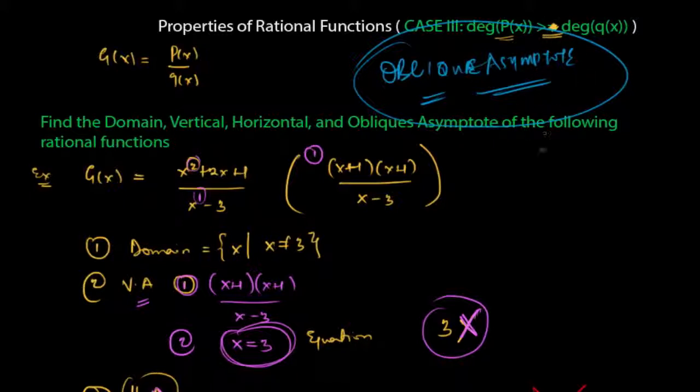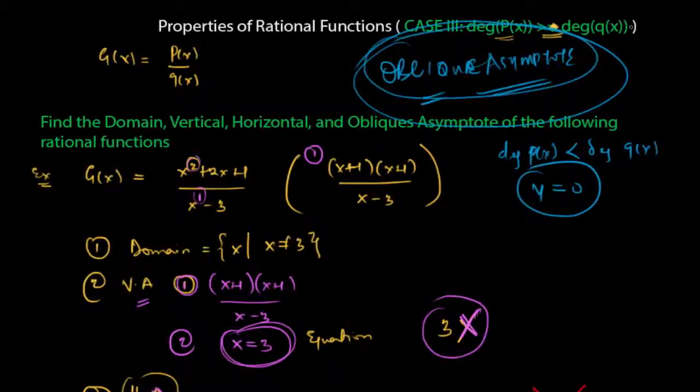So before I round this up, let me also tell you that for the case when the degree of p of x, that is the numerator, is less than the degree of q of x, we said the horizontal asymptote is always y equals 0. For this case, it is always oblique, and then the last case is just a constant. Alright, that completes the whole problem.